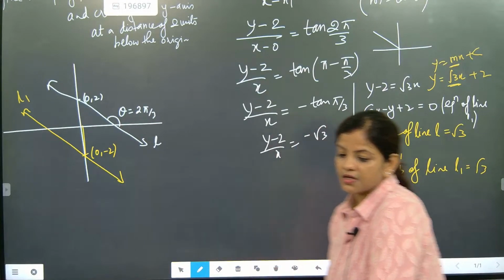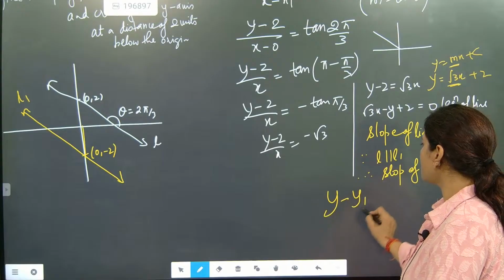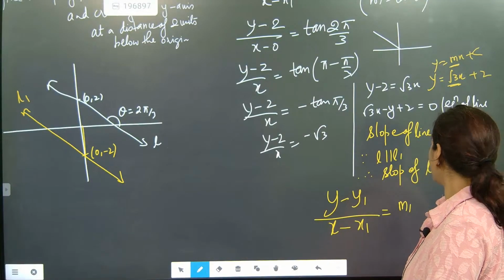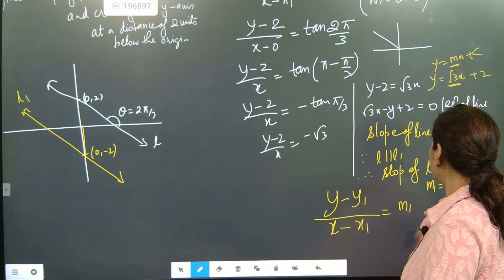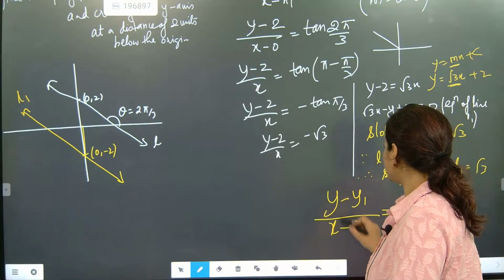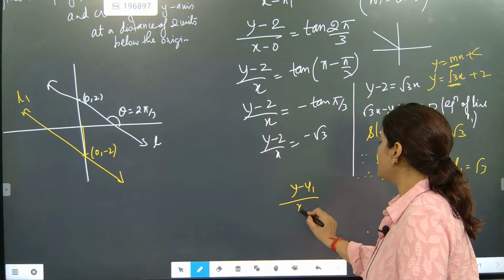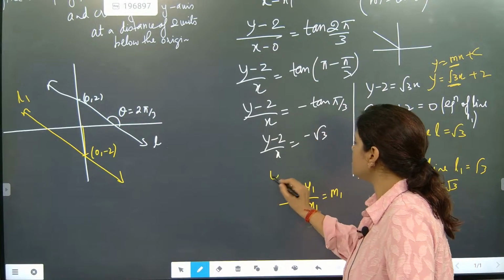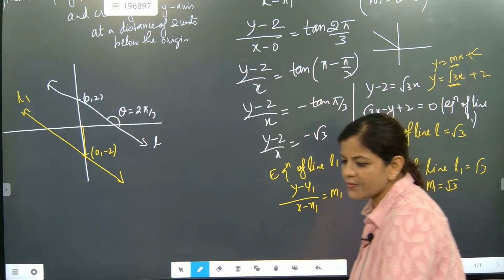Good evening, Parak. So now look at what we are going to write. y minus y1 by x minus x1, and what is the slope this time? M1, and M1 is also coming as root 3. So M1 is equal to root 3 because both the lines are parallel. So the slope of line L1 is also root 3. So just now substitute the value: y minus y1 by x minus x1 is equal to M1. This is the equation of line L1.